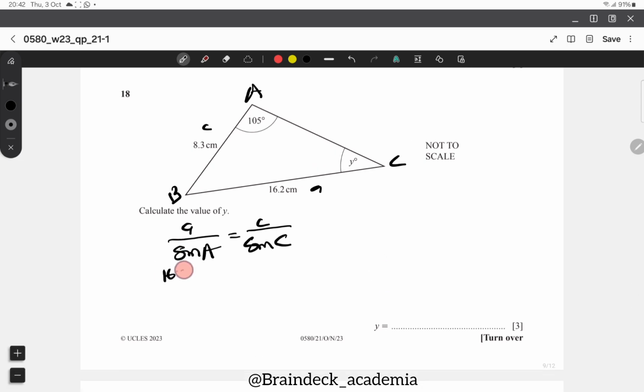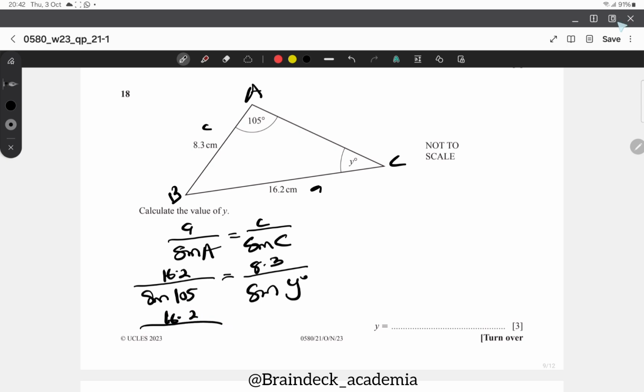So our small a is 16.2 over sine of the angle, which is 105. Then our small c is 8.3 over sine y, which is what we're looking for. So this will now be 16.2 over sine 105. Sine 105 will give us 0.9659, then 8.3 over sine y.